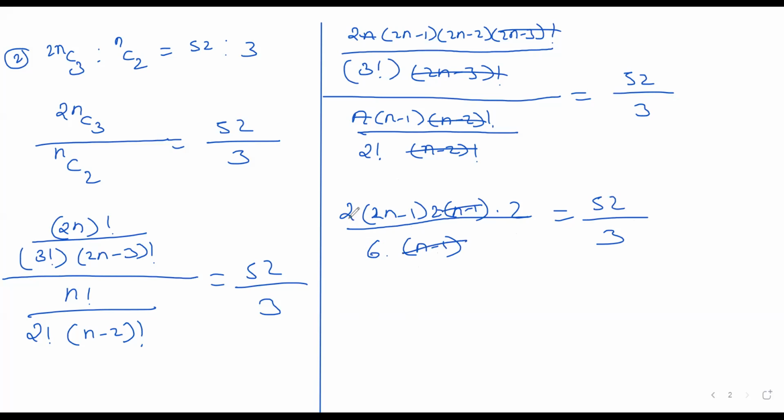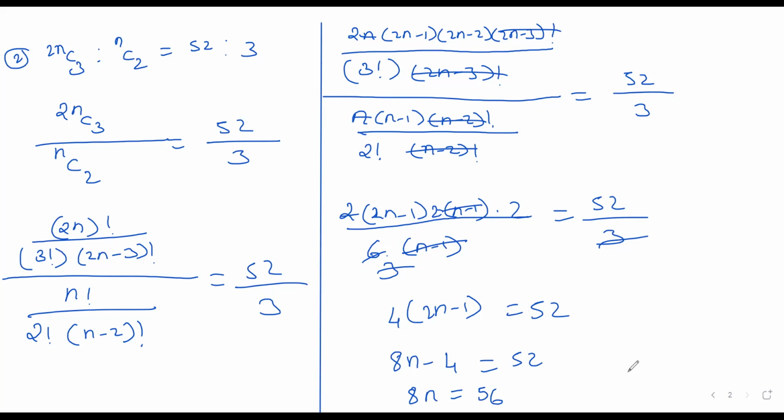N minus 1 will cancel. Yes, 3 cancel. You will get 2 into 2n minus 1. No, it is not 2, it is 4. 4 into 2n minus 1 is equals to 52. 8n minus 4 is equals to 52. 8n is 52 plus 4, 56. N is equals to 7.